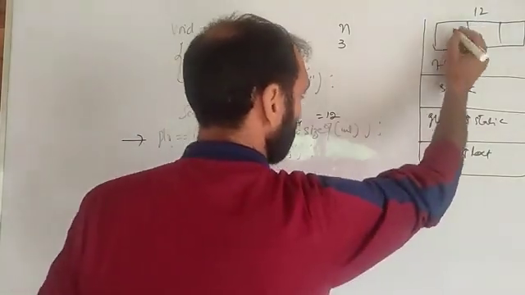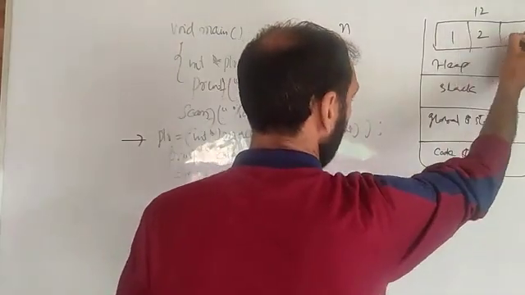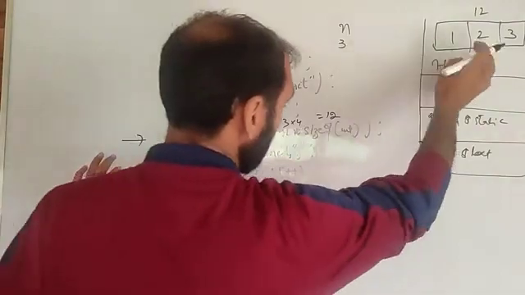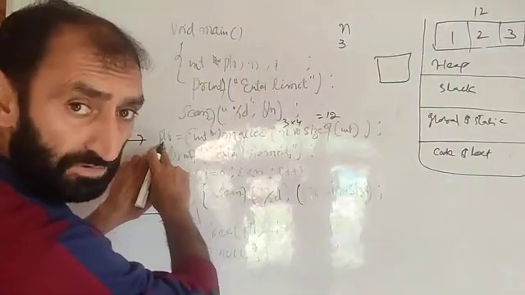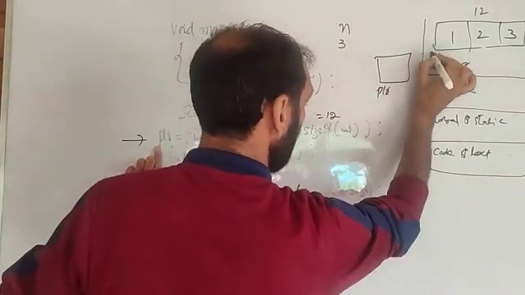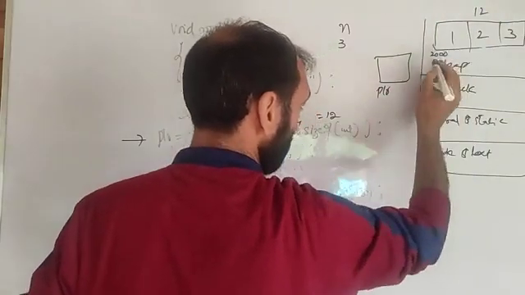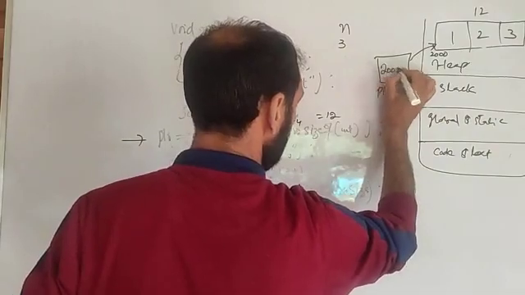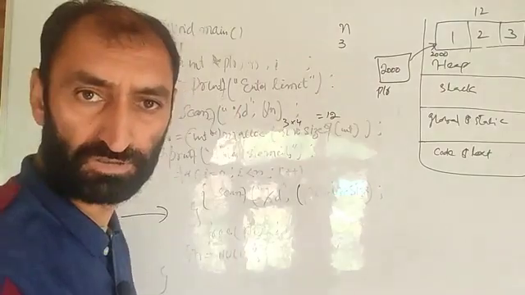Suppose the elements which I have entered are 1, 2 and 3. Now, after entering these elements, malloc will return a pointer, and that will be stored, for example 2000 is the base address of this memory block, and it is going to be stored here in ptr. Now this ptr contains the address of the first block.